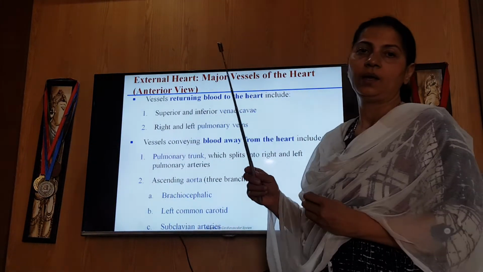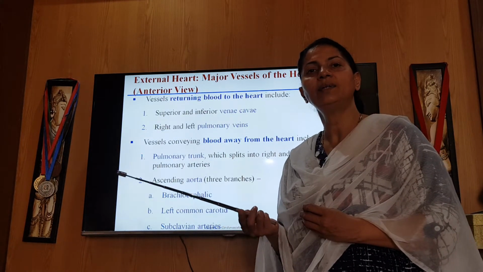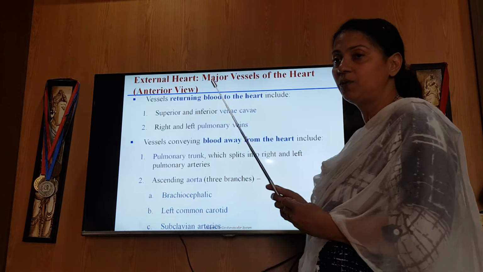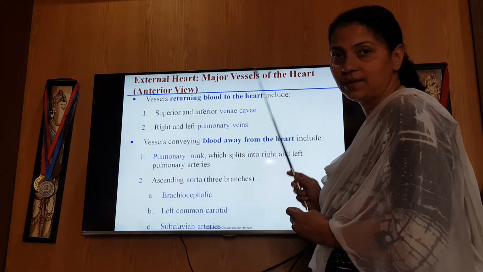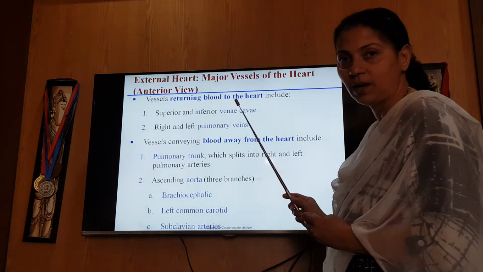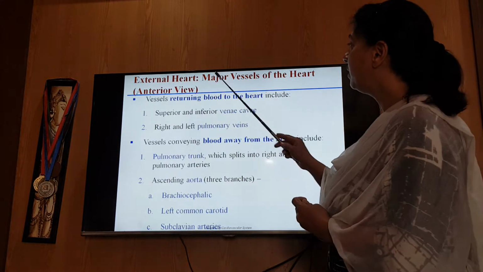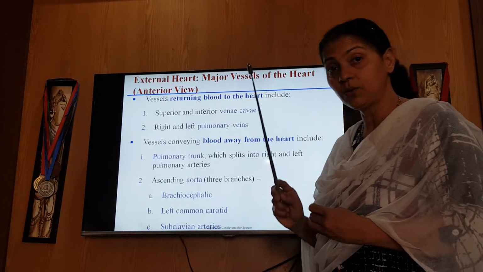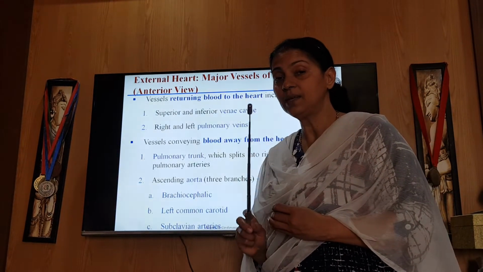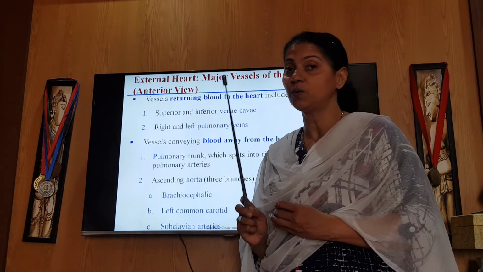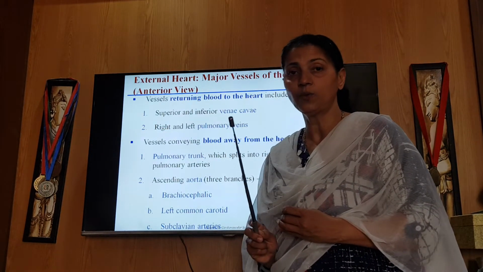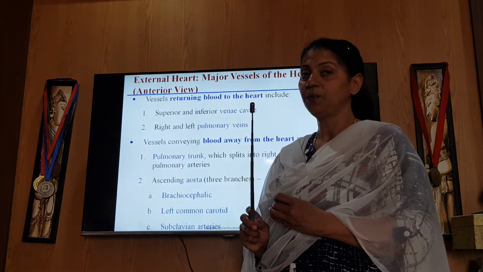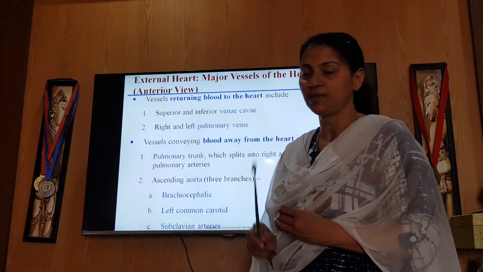Now, when we see the heart from the anterior aspect, as we saw in the first diagram that I showed you, we are looking from the front, the anterior view of the heart. What will we see? We will see the major vessels of the heart. Also, we will be seeing the vessels which are supplying the heart, that means the coronary vessels, the branches of the coronary vessels, as well as the veins which are draining the heart itself. So first of all, the major vessels.